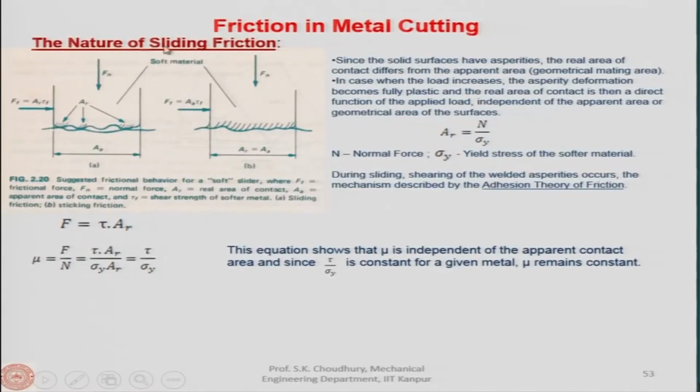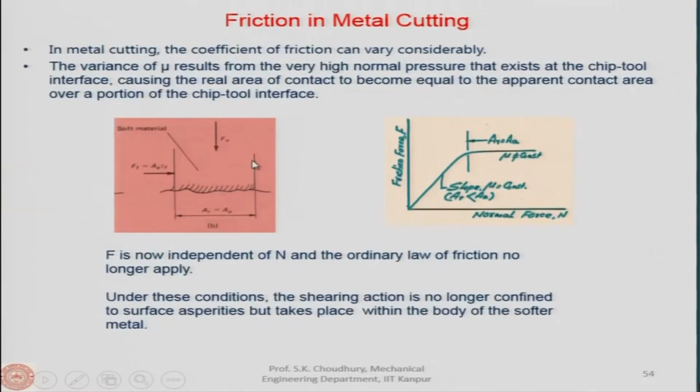This is for the sliding friction, normal friction where the force is not excessively high. In metal cutting, the coefficient of friction, however, does not remain constant as in the case of sliding friction. The variance of mu, the coefficient of friction, results from the very high normal pressure that exists at the chip tool interface.